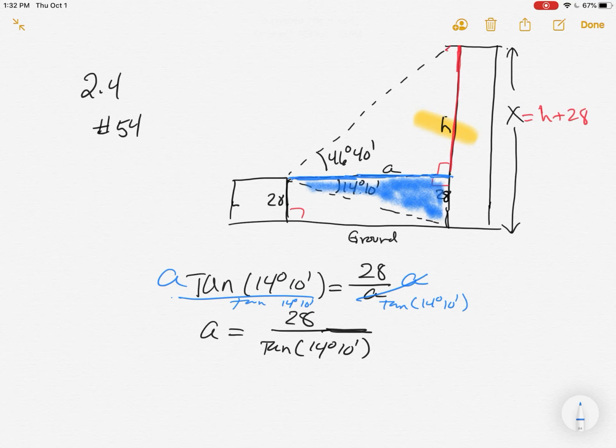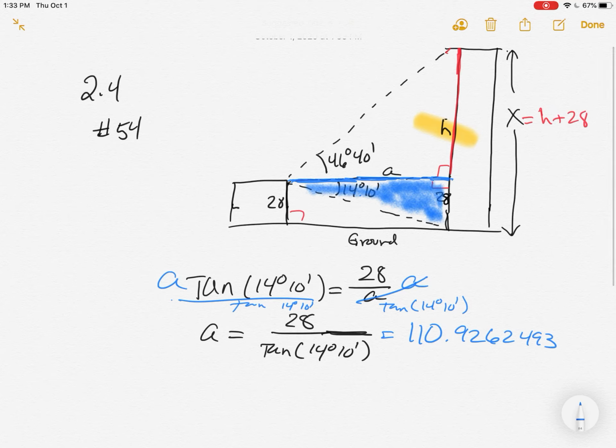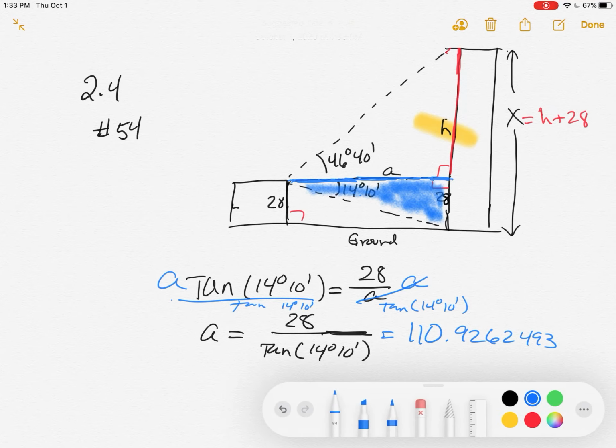So let's see what that is. What is 28 divided by the tangent of 14 plus 10 divided by 60? It's 110.9262493. I'm just going to keep the whole thing. You can say 111, should be pretty close. But now what are we going to do? Well, we're going to stay focused. Remember what we wanted to do.